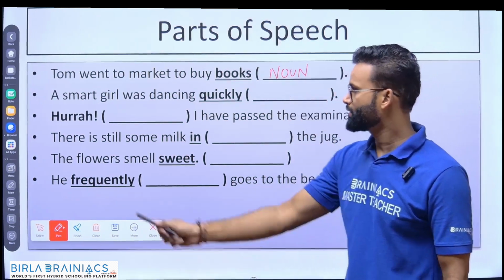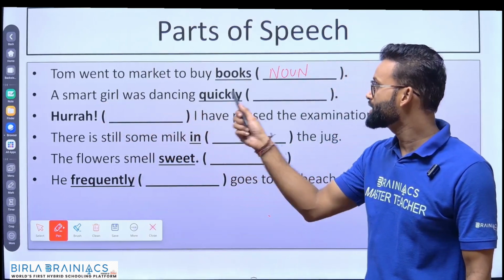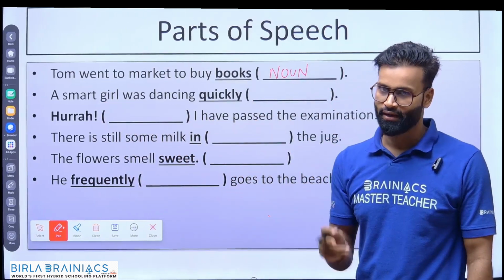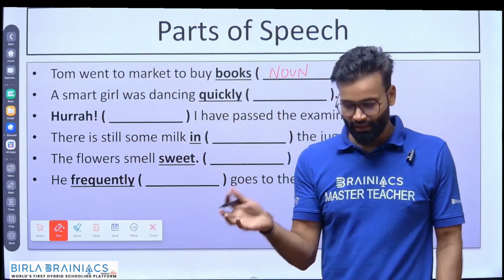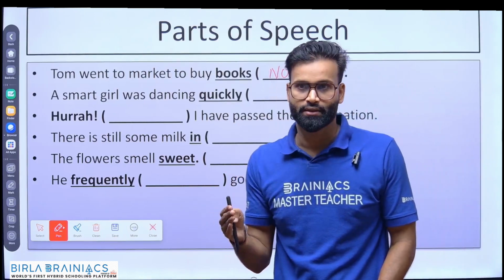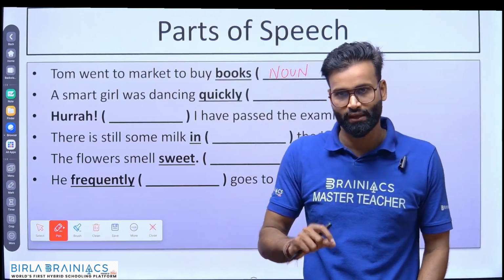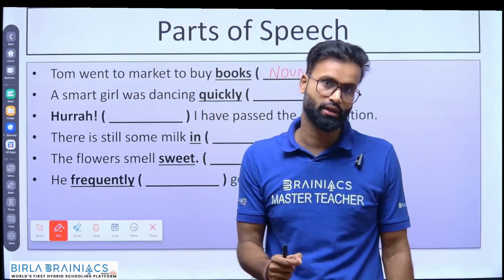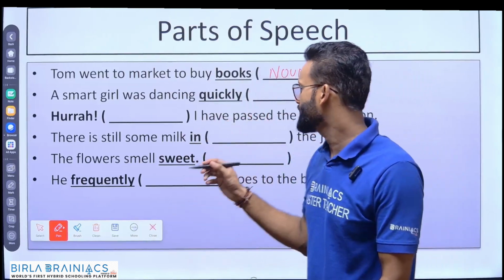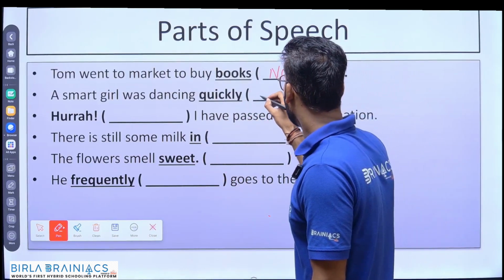Next, a smart girl was dancing quickly. I told you previously as well. If an action is taking place, and a word describes the way it is taking place, that means it is an adverb.